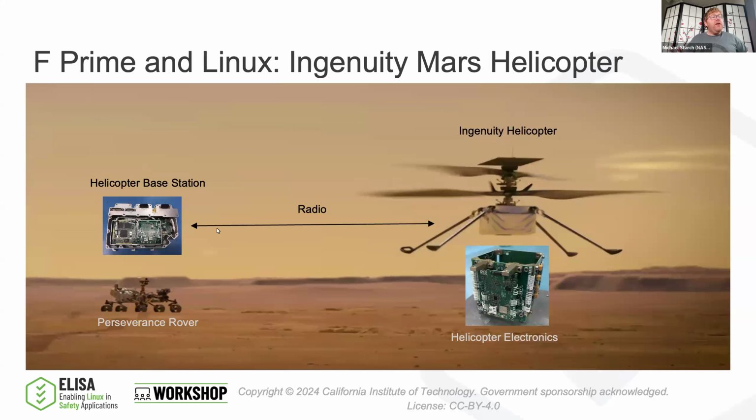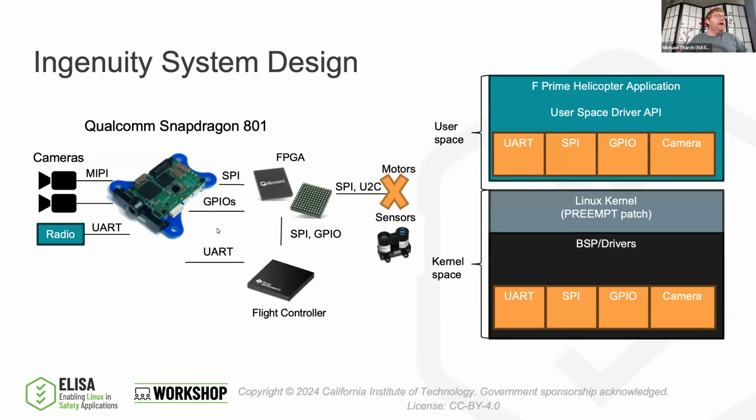Now, as I said, each of these boxes is running F prime and Linux, and we can take a look at what that looks like here in this slide. The Ingenuity system design is primarily composed of a Qualcomm Snapdragon. This is the piece that's running Linux, and it has F prime running inside. The Snapdragon is attached to some cameras. It is also attached to some back-end electronics like an FPGA, and we have a little bare metal microcontroller, not even running an OS, that does some of the sensor and GNC interactions. And all of that is built into that cube you saw on the last slide, that is the helicopter.